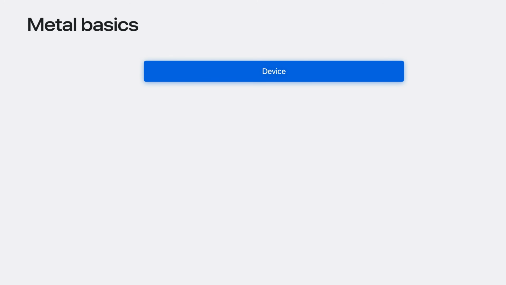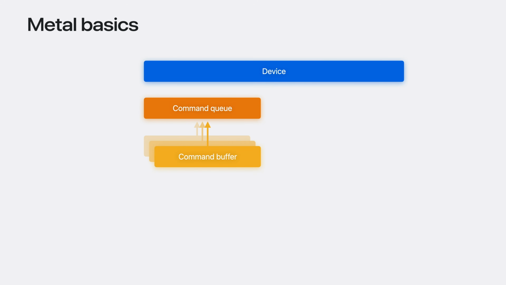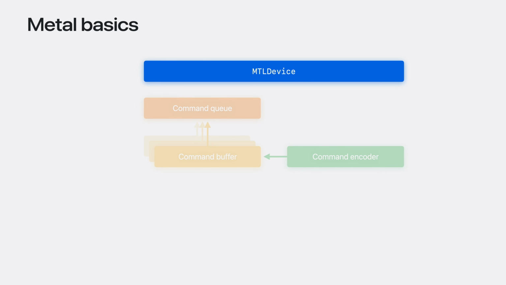Metal is represented in the system by a Metal device, which the OS provides to your app. Once you have a Metal device, you can create command queues to send work to the hardware, and command buffers that contain the work to be sent. Command encoders allow you to encode commands into those command buffers. You can take advantage of Metal 4 using the same Metal device that your app uses today.